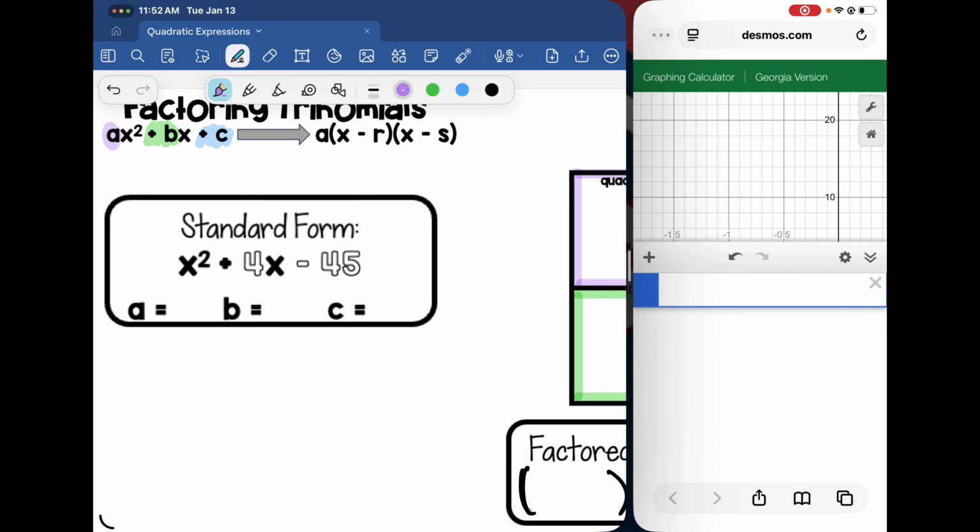Well, you probably say, well, Ms. Carter, I don't see a number right there. Absolutely, because it's invisible. So what number is right there if I don't see one? A positive 1. Well, what would be the b value? The number that is in front of the x. So that would be this positive 4. Emphasis on the positive 4. And what is the c value, aka the constant by itself that has no letter? Negative 45.